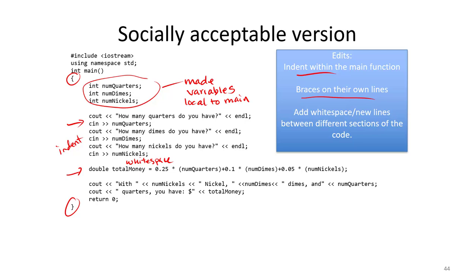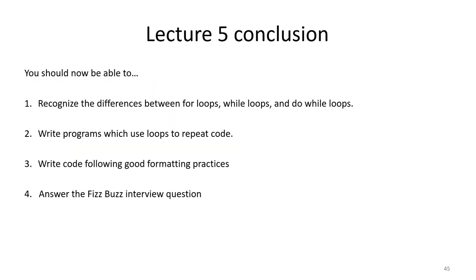All right, so that concludes today's video on loops and good coding practices. So I highly recommend that you take the time to really recognize and practice when to use each different loop. So make sure you know the differences between for loops, while loops, do while loops, and when to use each. Also, make sure you start getting comfortable actually writing programs which use loops to repeat code. I highly recommend you try going back through and playing with those examples we did.